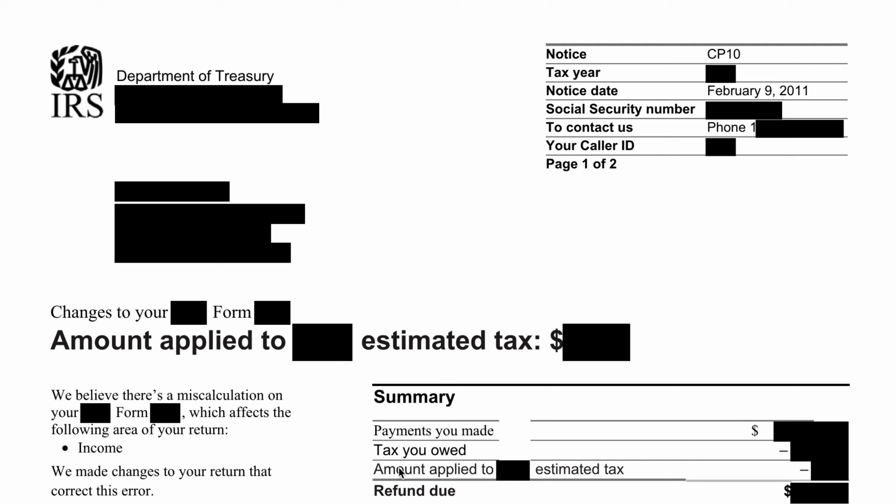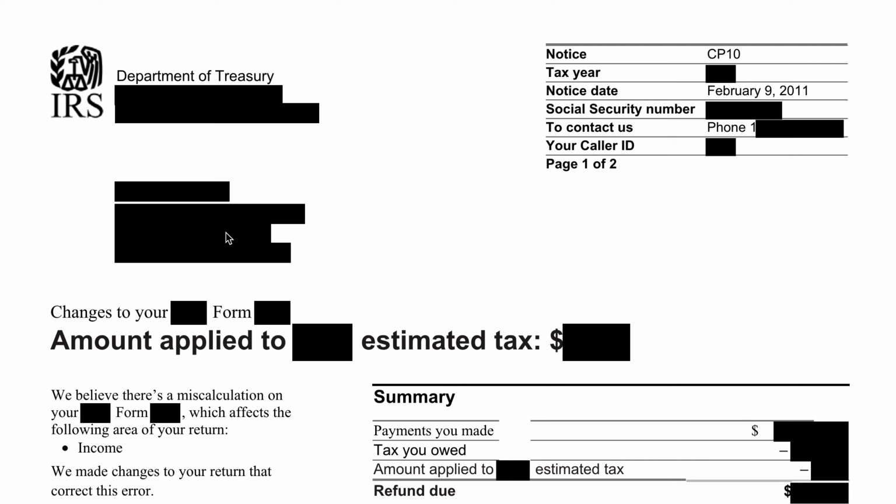So we'll start at the top right corner: the CP10 notice, the tax year, the notice date. I'm not sure why the tax year is redacted. Obviously, a social security number with the IRS contact number. Up here is the IRS office address that for some reason is redacted. This would be the taxpayer name and information address field.